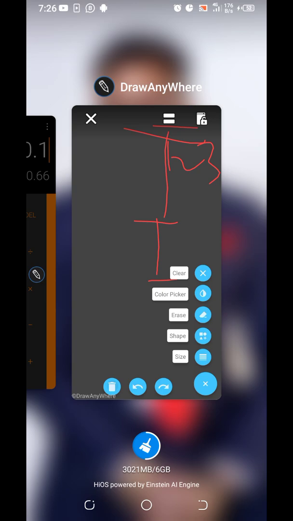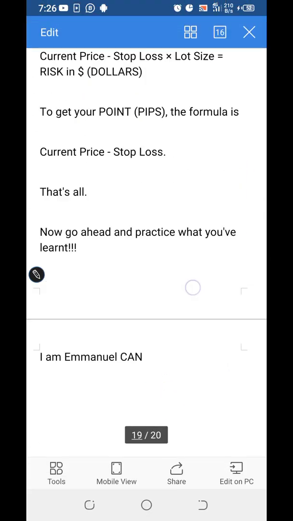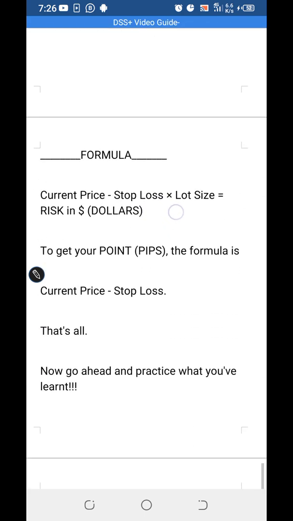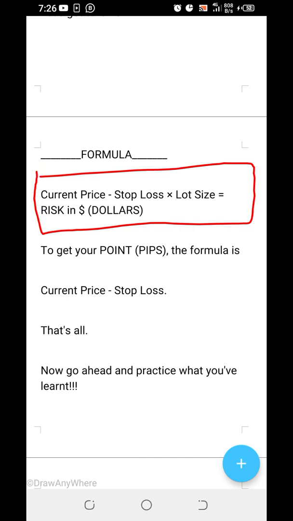Just do your current value minus the stop loss value, then multiply by the lot size you want to use. All right, I believe that this is clear now. Feel free to ask me questions if anything was not clear.